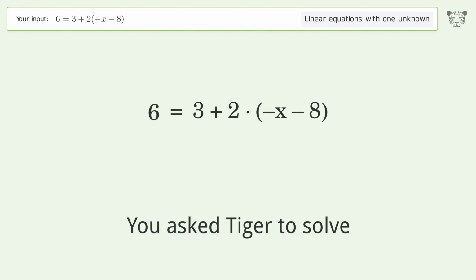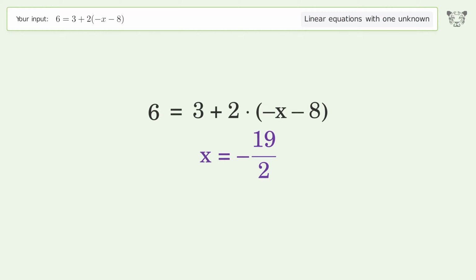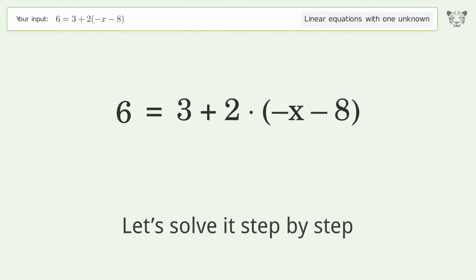You ask Tiger to solve. This deals with linear equations with one unknown. The final result is x equals -19/2. Let's solve it step by step.